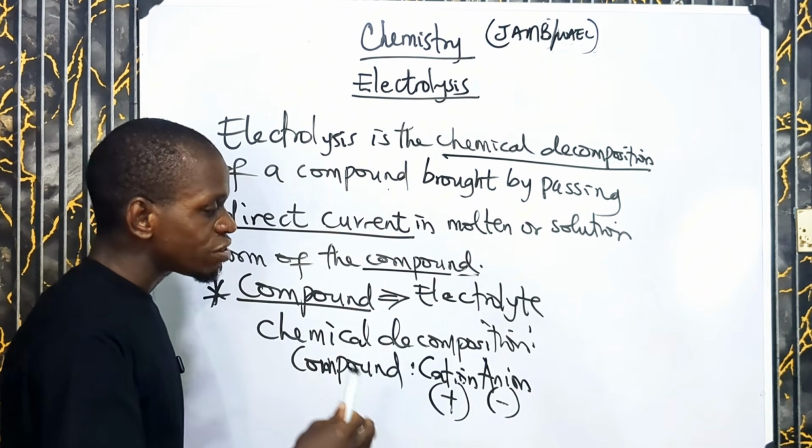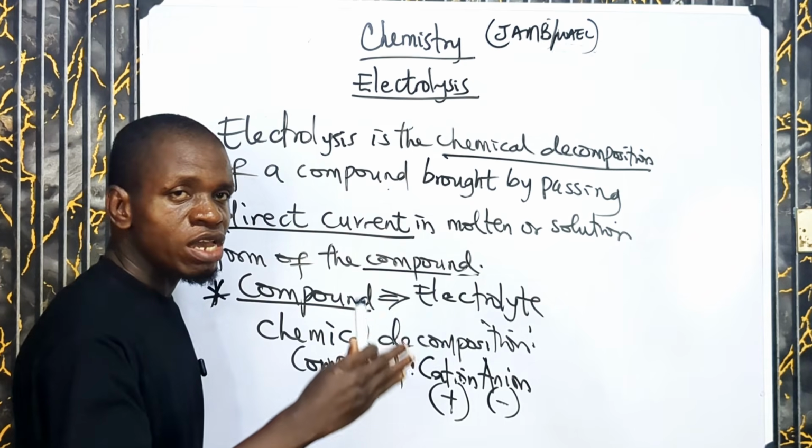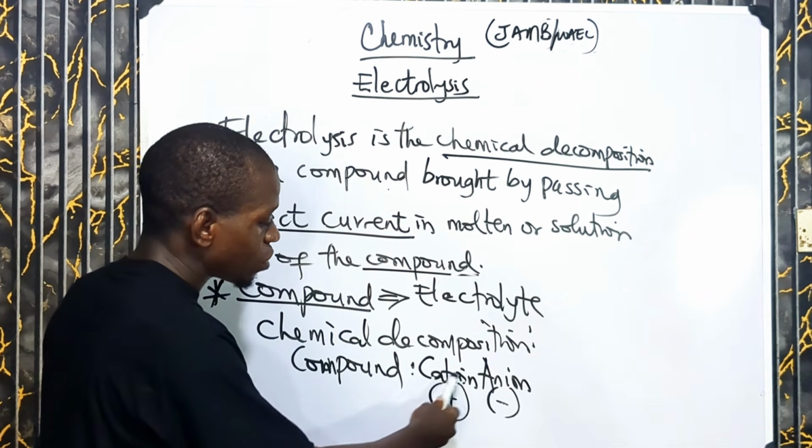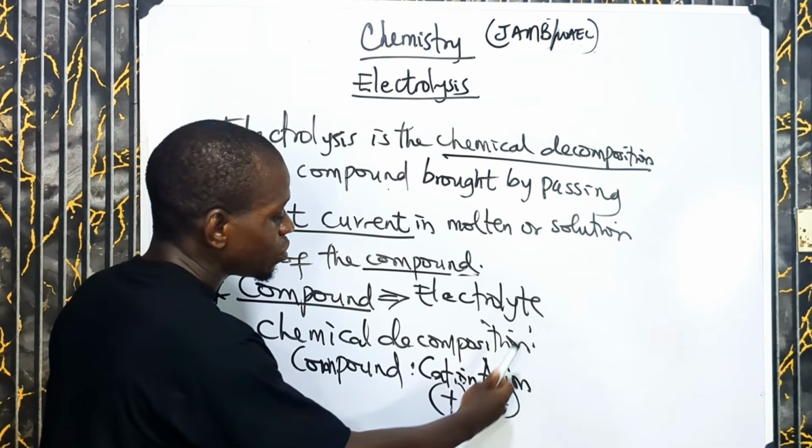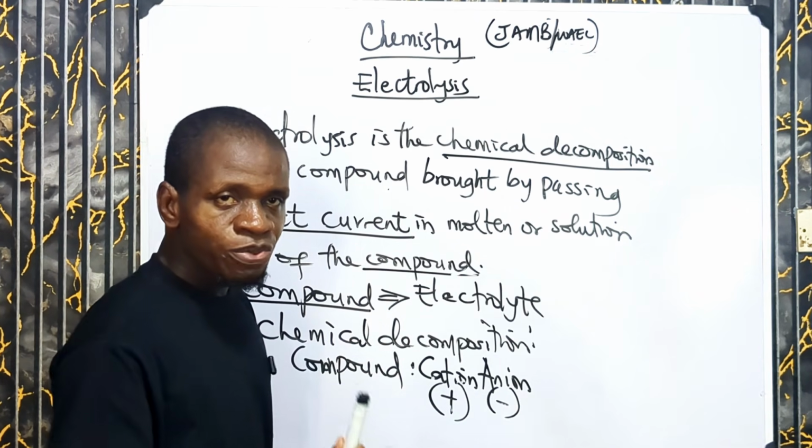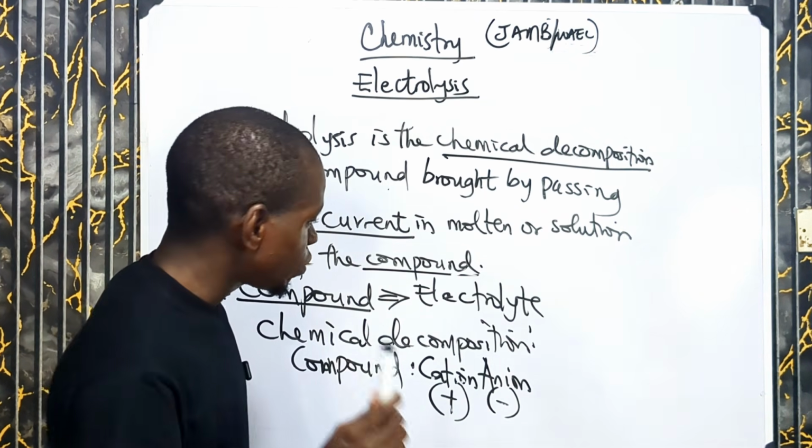So, because of those ions that move to those electrodes, we call them cathode ion or cation, or anode ion or anion. I hope you are getting all this. Please take note of all this.